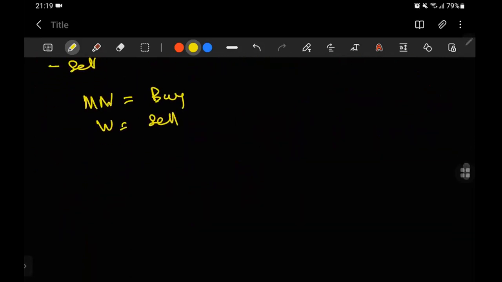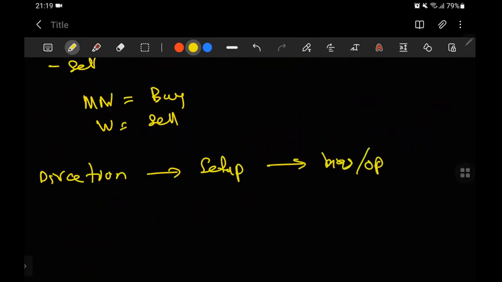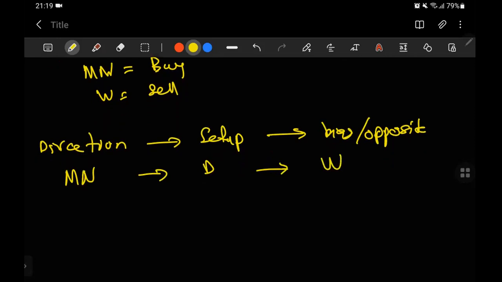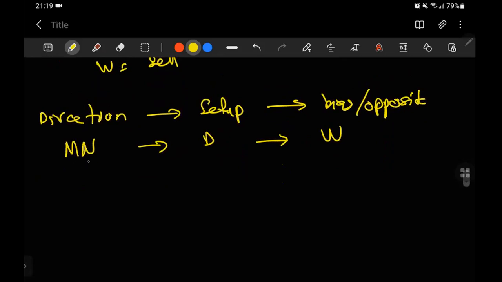Okay. So for the table: direction, setup, bias. If the direction is on the monthly, the setup will be on the daily, and the bias will be on the weekly. The same thing goes for the other time frames.